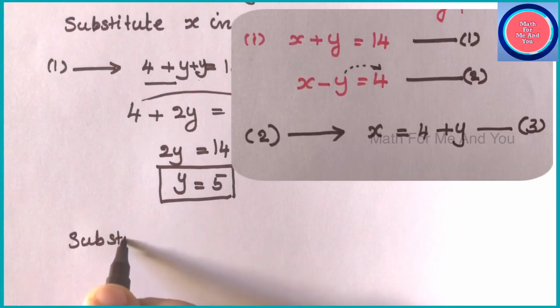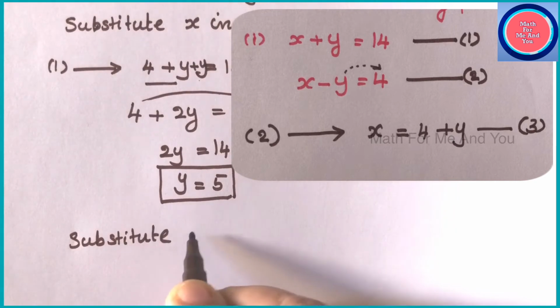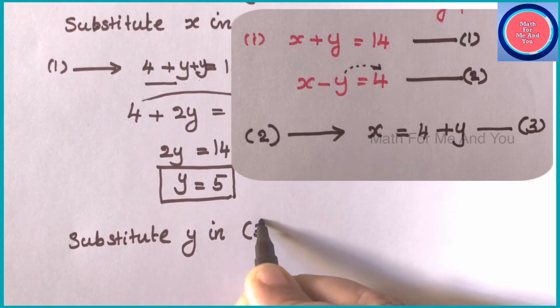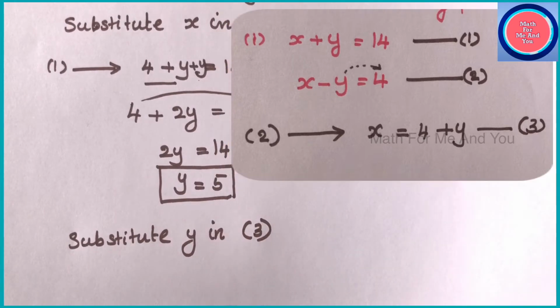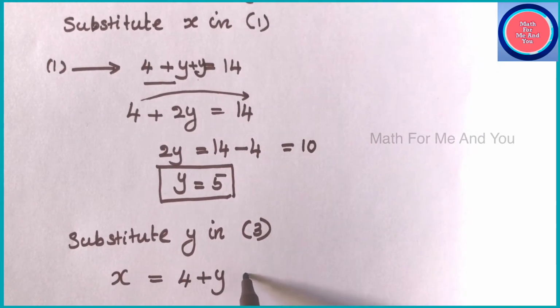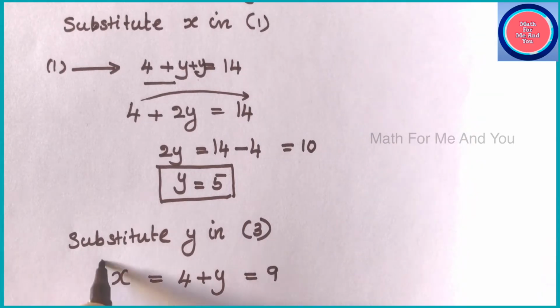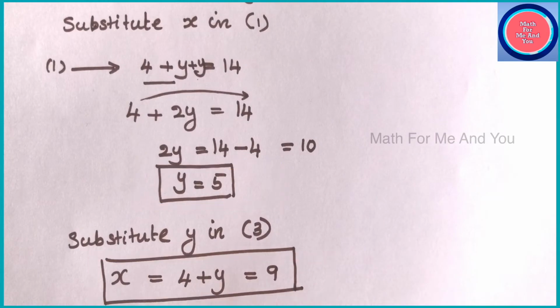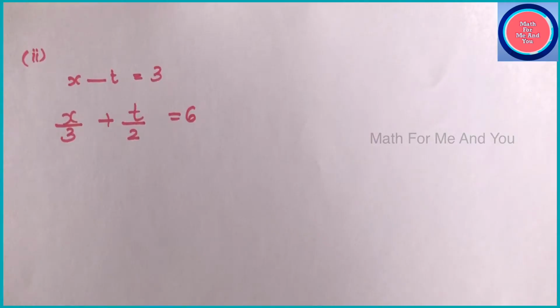Substitute this value in any of the 3 equations. You can see the equations here, but equation 3 is easier to get the value of x. So we put the value of y in equation 3, then we get directly x equals 4 plus y, that is 4 plus 5 equals 9. Solutions are x equals 9 and y equals 5.